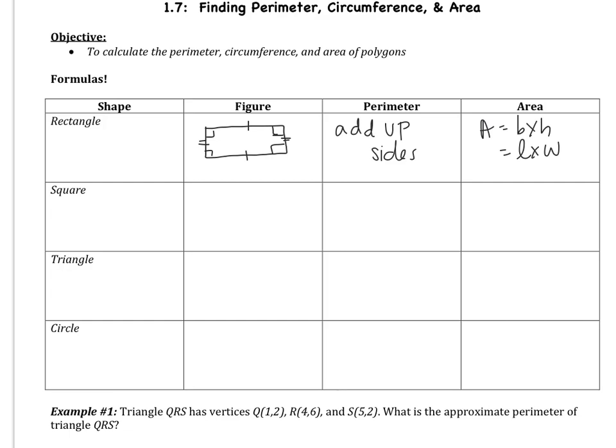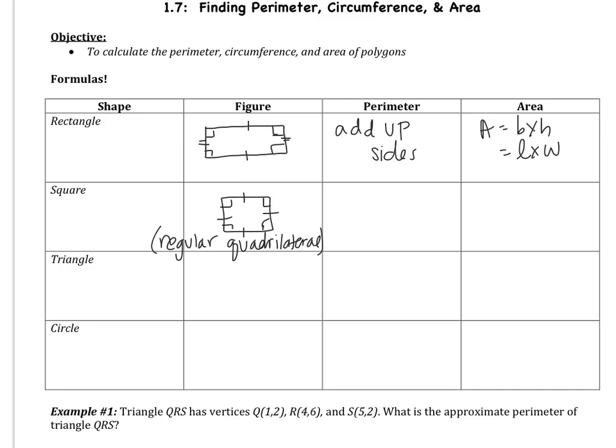A square is just a really special type of rectangle. A square has all the sides congruent, and then it also has four right angles. All the sides congruent, all the angles congruent. A square is really just a regular quadrilateral. You don't need to know that, but it's fun.